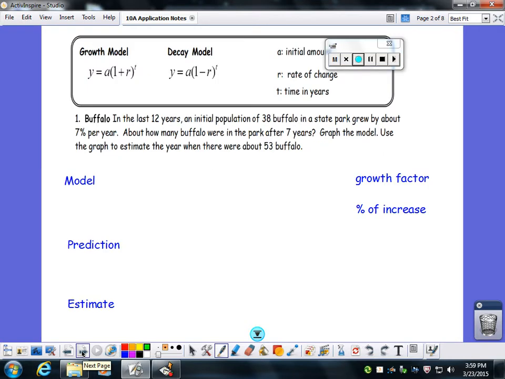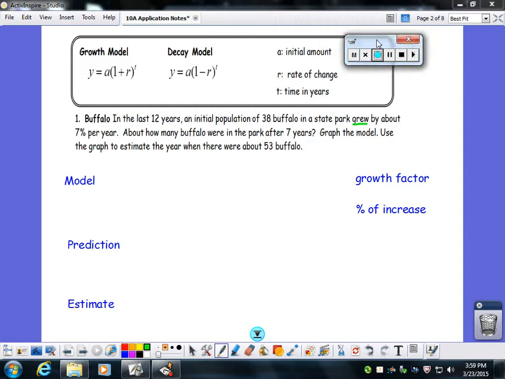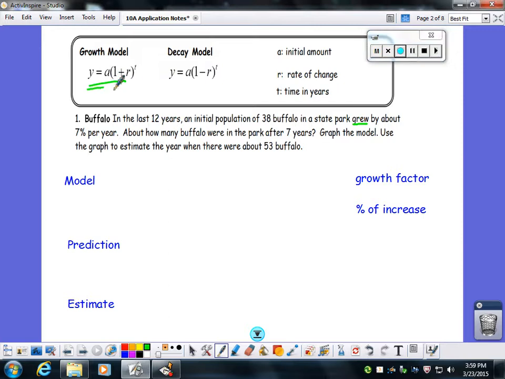In the last 12 years, an initial population of 38 buffalo in a state park grew by about 7% per year. About how many buffalo were in the park after 7 years? All right, first thing we want to do is make our model, and then we'll go through and answer our questions. So notice I underlined the word grew. So that means this is a growth model.